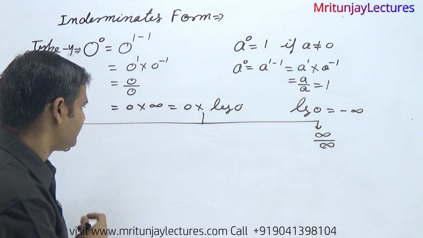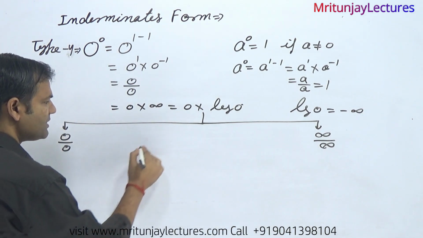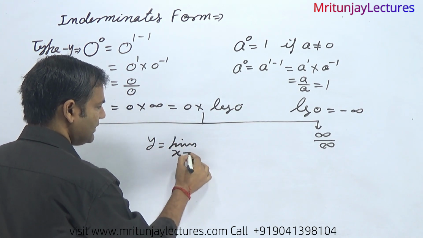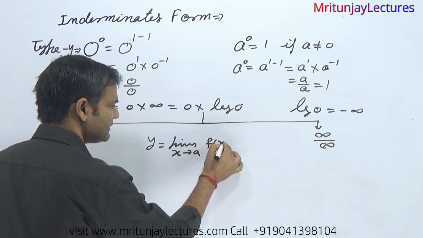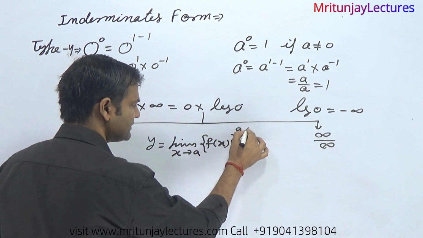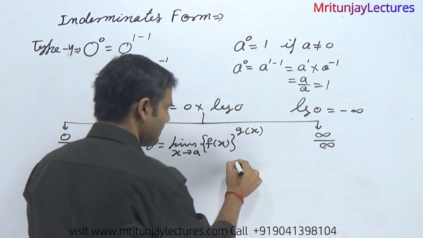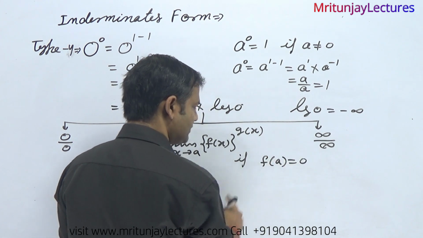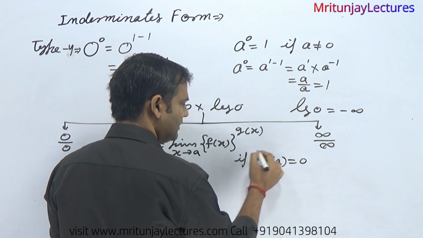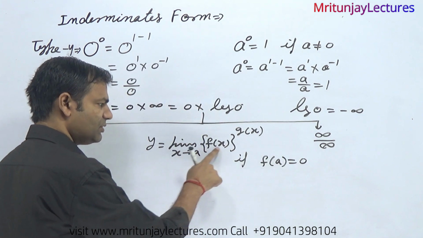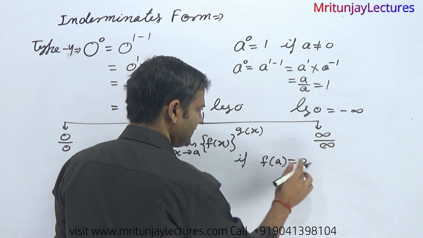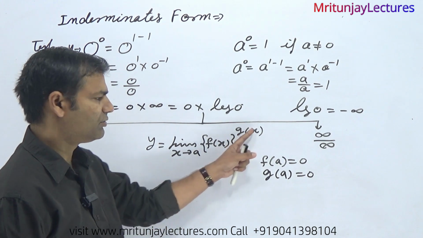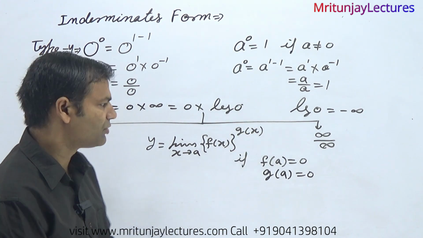Now, how can we proceed? Suppose that y is equal to limit x tends to a of f of x whole power g of x. If we put x equal to a, and we get f of a is 0 and g of a is also 0, it means we get 0 to power 0. So how can we do it?